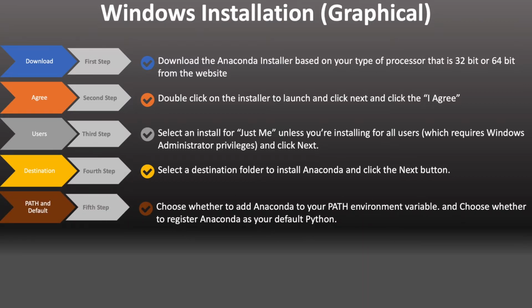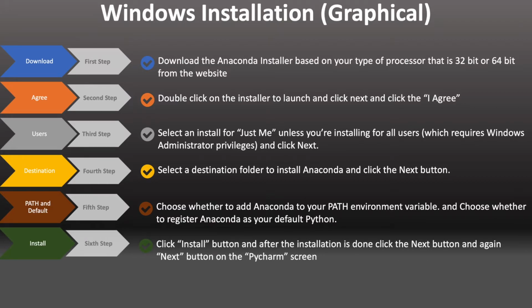Choose whether to add Anaconda to your path environment variable by clicking on the checkbox. It is recommended that you do not check this box as per the Anaconda website. Also, you have to choose whether you want to register Anaconda as a default Python program. It is recommended that you check this box.